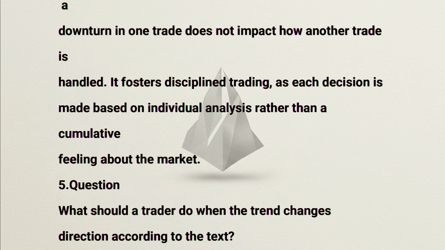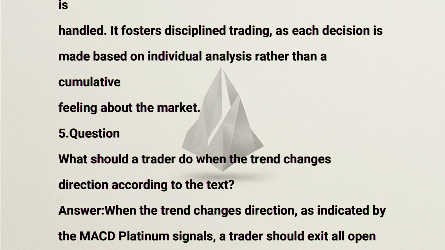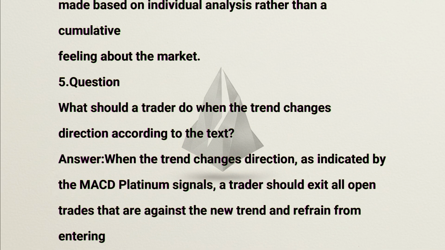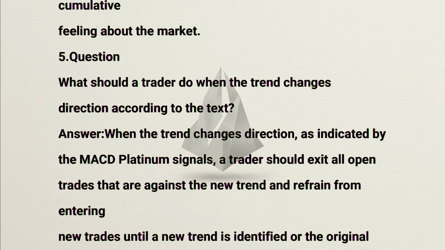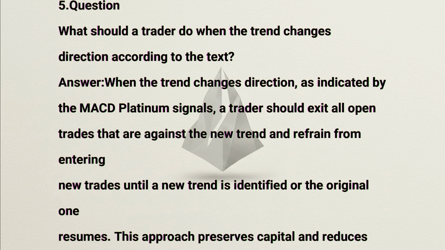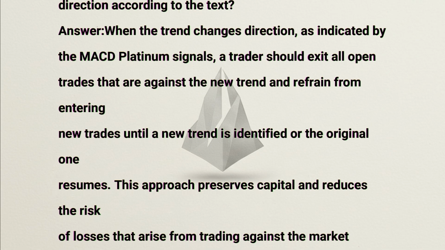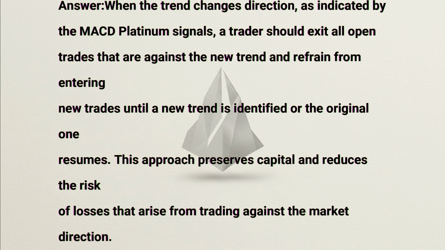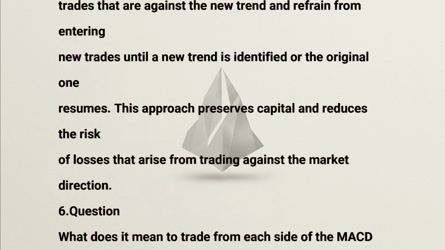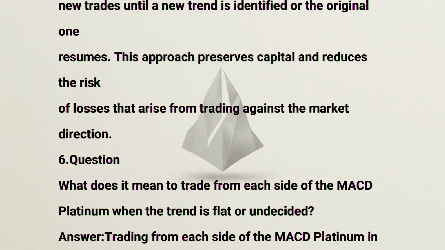5. Question. What should a trader do when the trend changes direction according to the text? Answer. When the trend changes direction, as indicated by the MACD Platinum signals, a trader should exit all open trades that are against the new trend and refrain from entering new trades until a new trend is identified or the original one resumes. This approach preserves capital and reduces the risk of losses that arise from trading against the market direction.